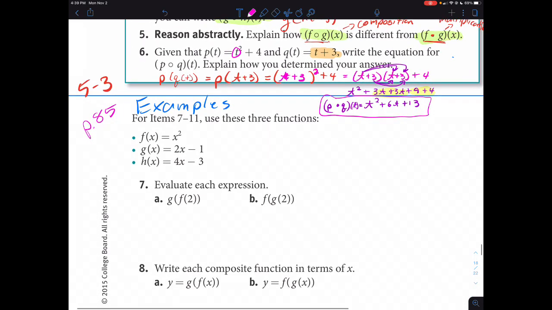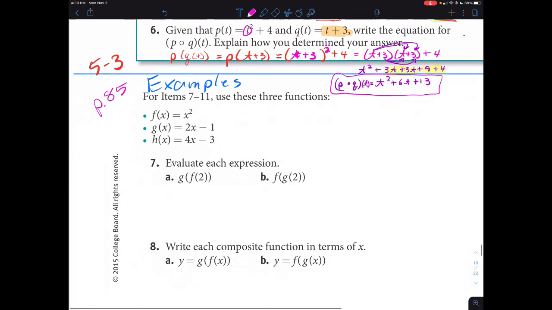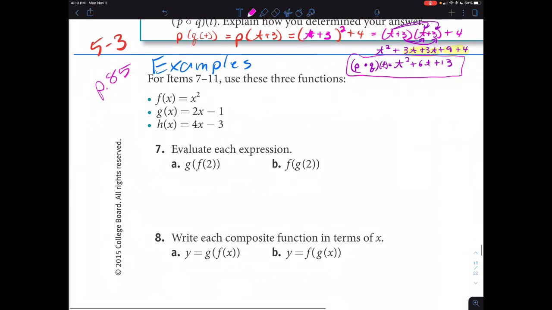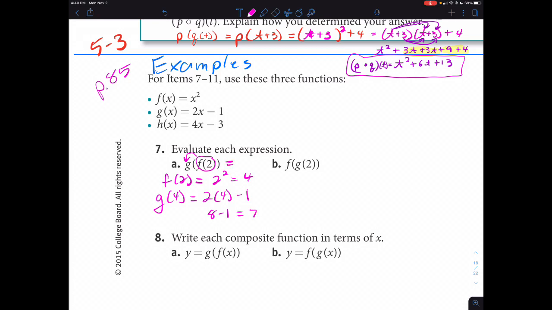So for example 7 through 11, we're going to use these 3 functions. So here's some examples for you. So we've got f, g, and h of x. First, we're going to find g of f of 2. So this means to plug 2 into f first. So f of 2 is going to be 2 squared, which is 4. Then we're going to take the 4 that we got and plug it into g. So that's going to be g of 4 equals 2 times 4 minus 1. So that'll be 8 minus 1, which is 7. So our answer would be 7.